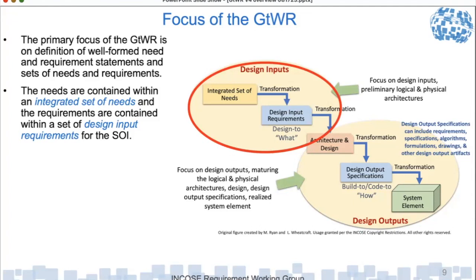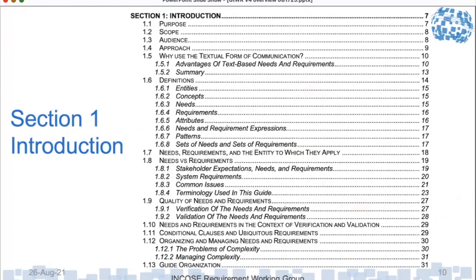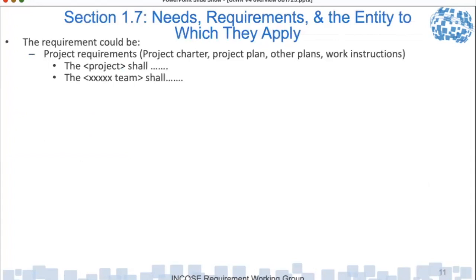So making sure that these are design inputs, and you're not communicating any design in your design input requirements, really helps make sure that you're communicating the right thing in your sets of requirements. Together, the integrated set of needs and resulting design input requirements then are inputs into the architectural definition and design definition processes, which transform those design input requirements into sets of design output specifications to which your system element is realized. Section 1, there's quite a few subsections within it. I'm going to go a little bit more detail starting in section 1.7, some important concepts.